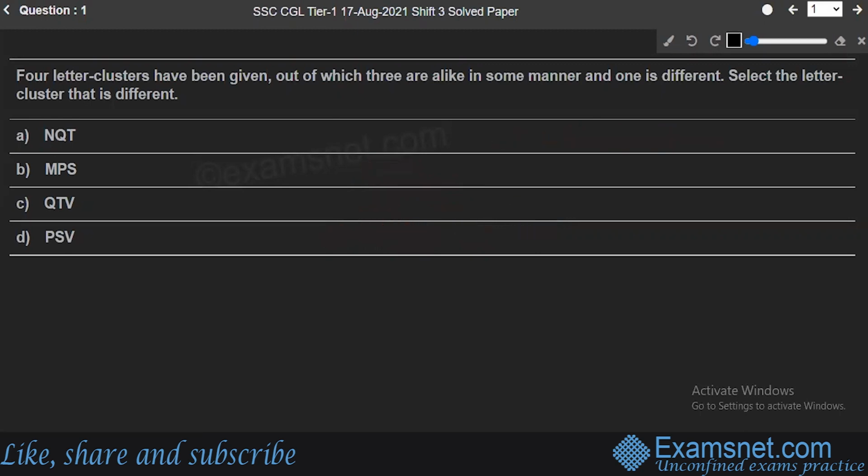Let's start. So question number one, four letter clusters have been given, out of which three are alike in some manner and one is different. Select the one which is different. Here are the four ones.